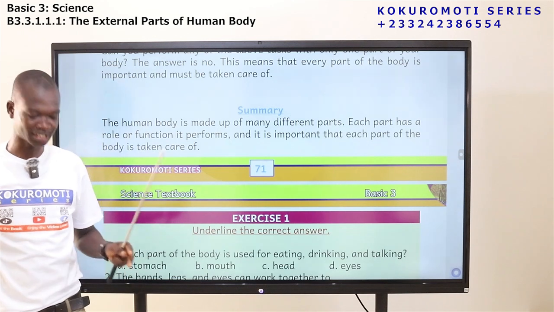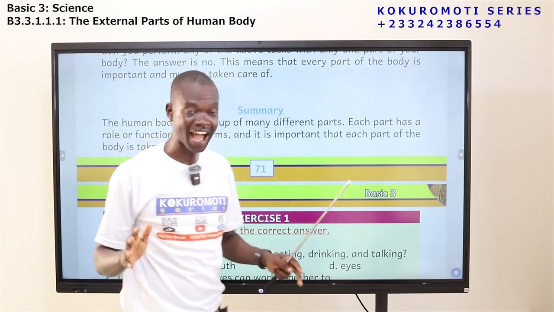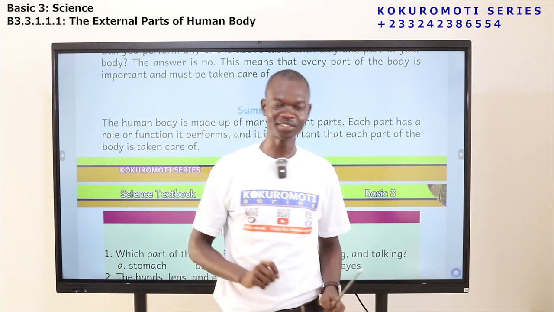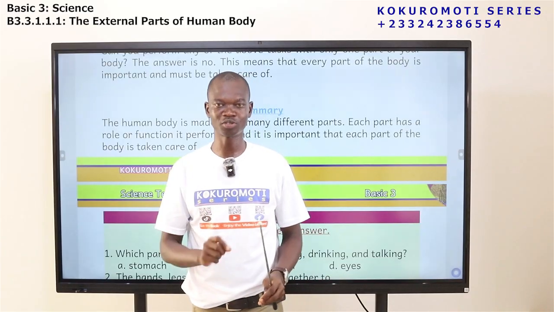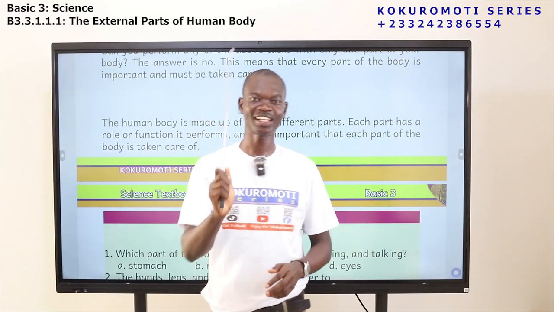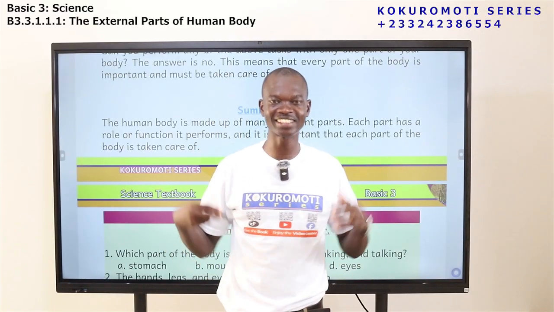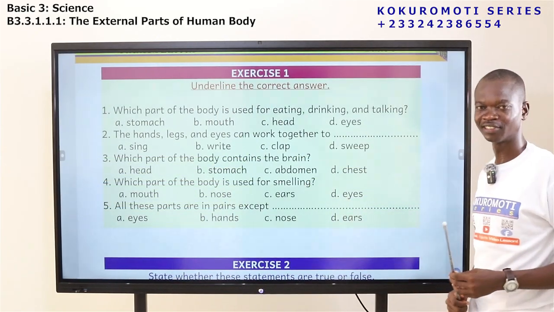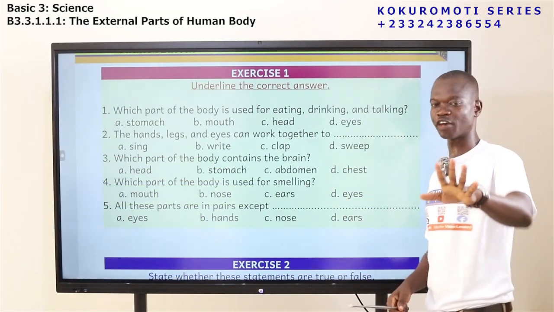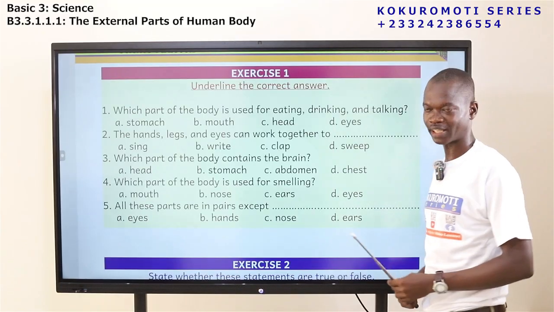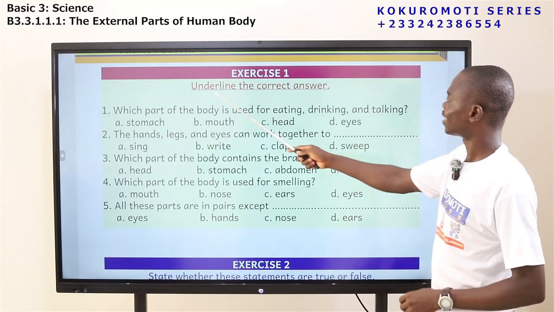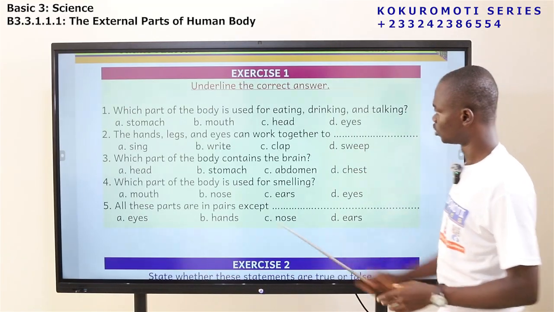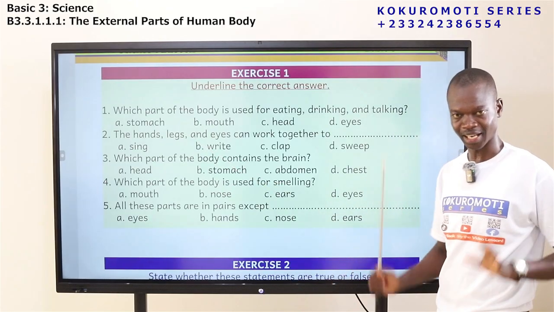So we are bringing the lesson to a close, and if I ask you to do this activity, I hope you'll be able to do it. So now, let's go and look at the exercises. Okay, so let's look at exercise 1. Take your book, or if you have your book there, you see exercise 1 in it. So exercise 1, underline the correct answer. You just underline the correct answer for me.